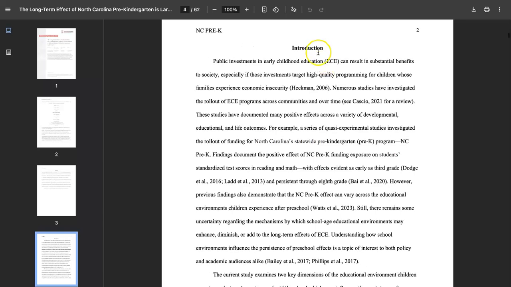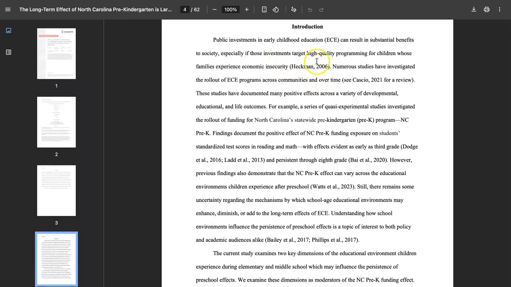Very quickly, you see where in APA guidelines we are supposed to introduce any acronyms that we use here in this first sentence. Public investments in early childhood education, you see that the author is introducing ECE as a common abbreviation that they're going to be using throughout. The next thing that we see is this in-text citation where the author is not directly quoting the source, but paraphrasing the source, which is correct based on APA guidelines.